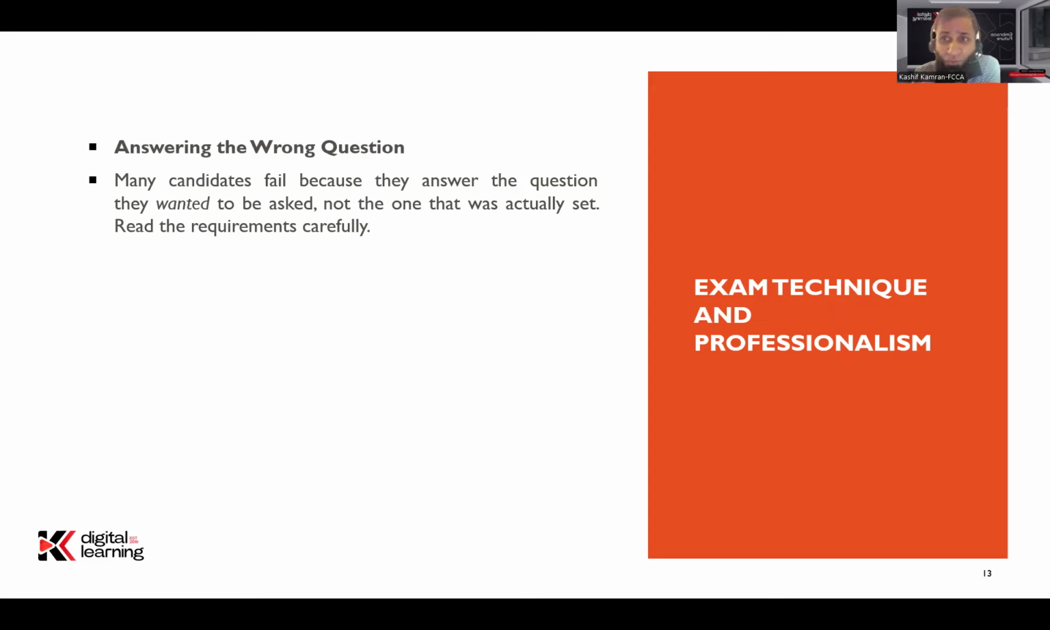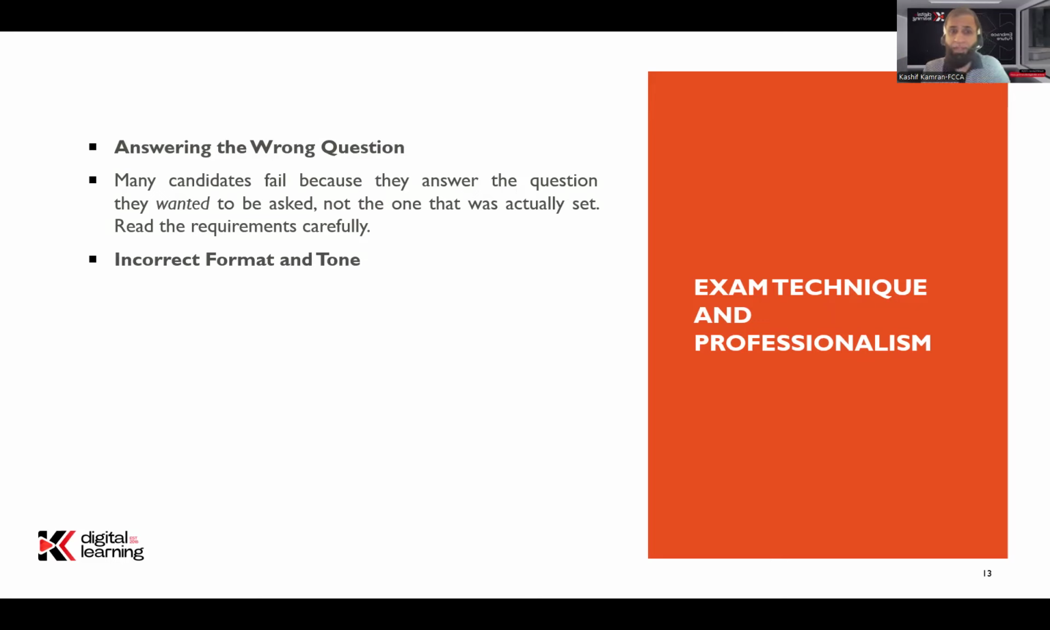So this is the biggest problem with the student, that they fail because they answer the question they wanted to answer, rather than the question which the examining team has set, because they're not reading the requirement well. So that's number one issue when it comes to exam technique and professionalism.